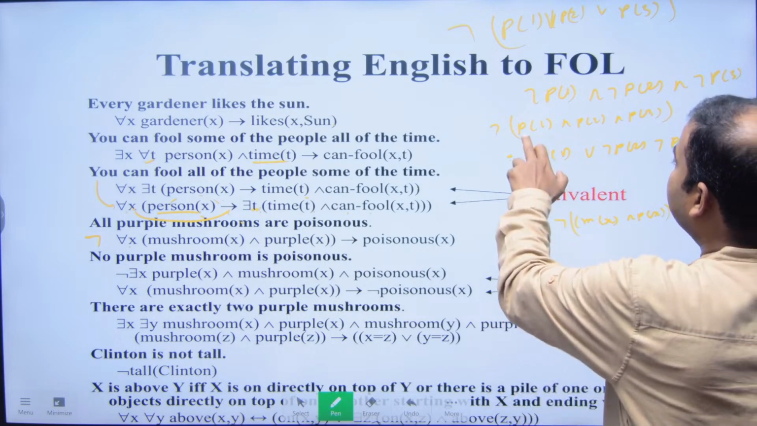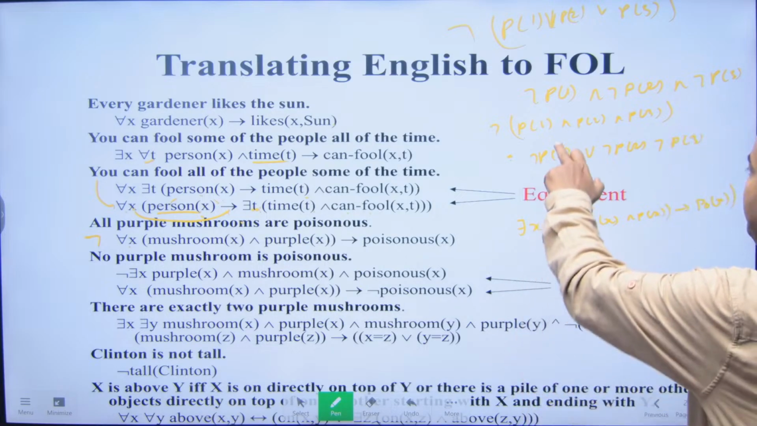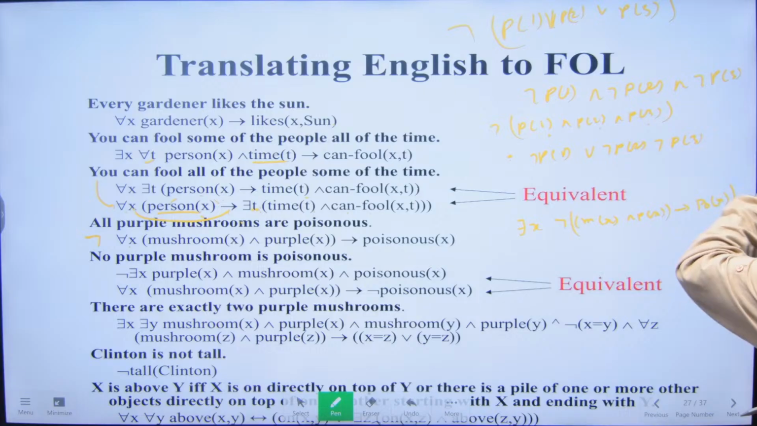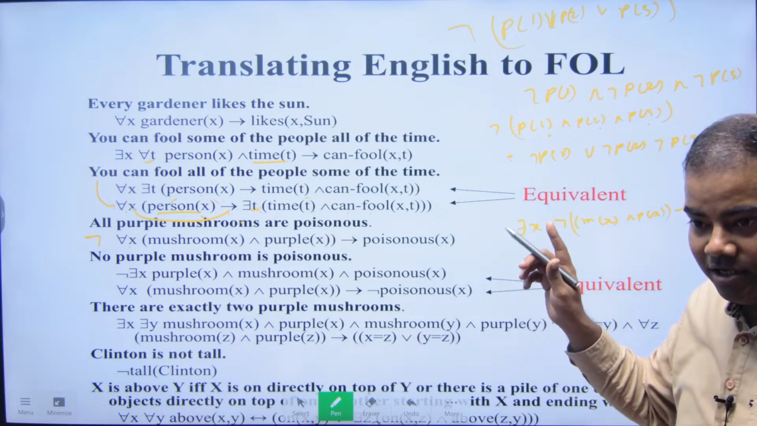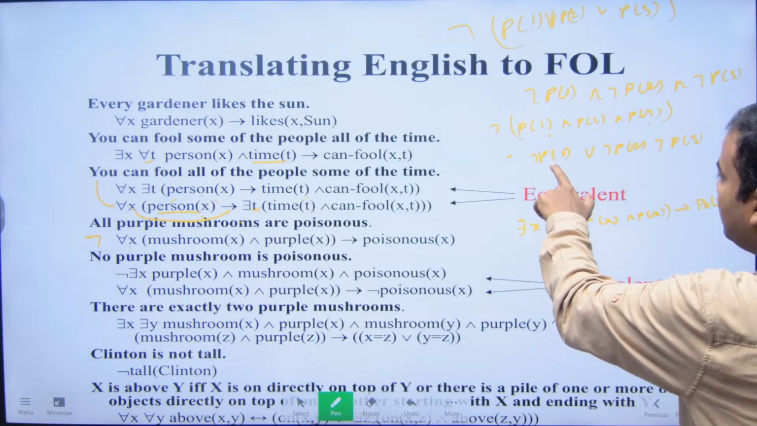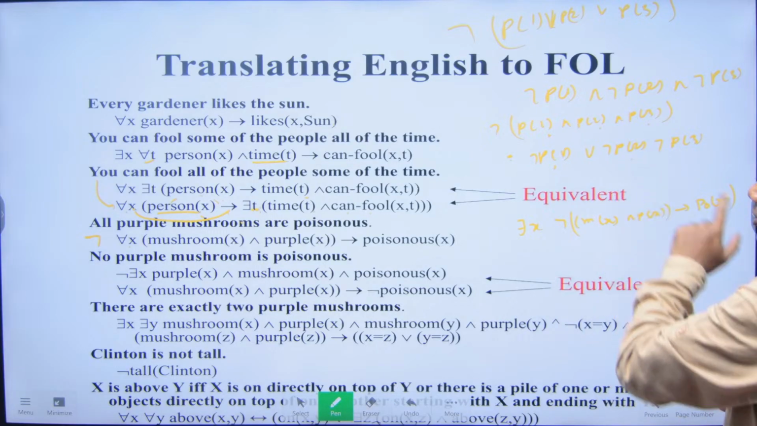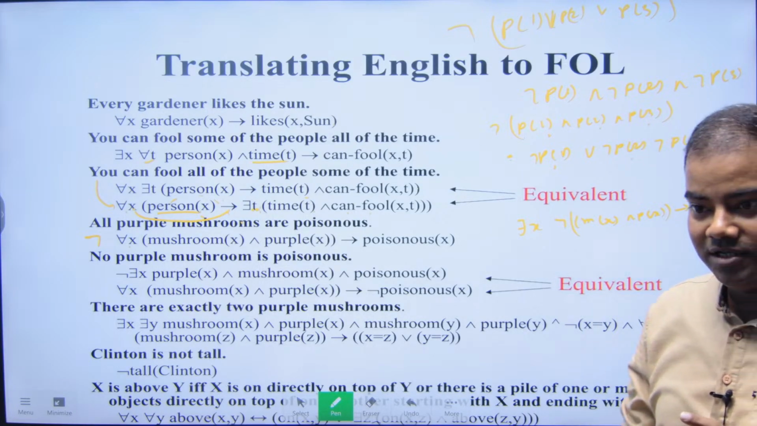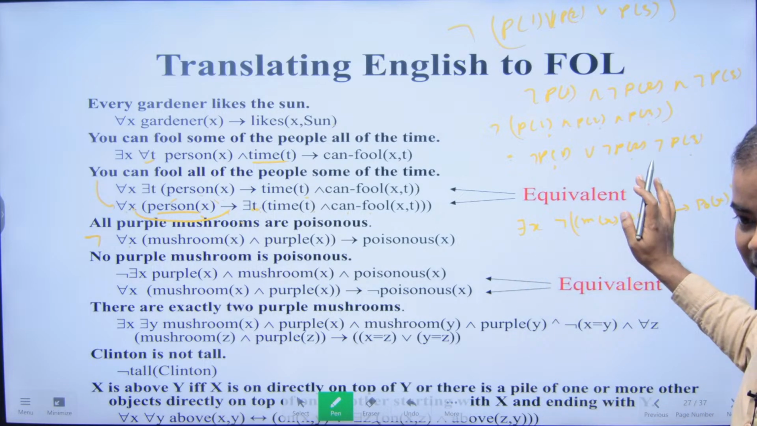Now if P is intelligent, everyone is intelligent, means P1 is intelligent, P2 is intelligent, P3 is also intelligent. Similarly for P4, everyone is intelligent. What is the negation of that? P1 is not intelligent, or P2 is not intelligent, or P3 is not intelligent. Is it clear now? It is not saying that everyone is not intelligent.